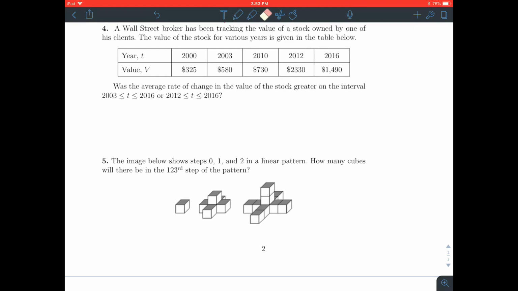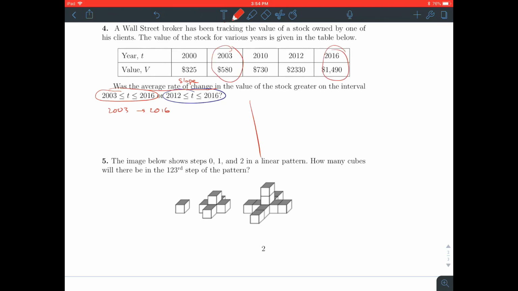A Wall Street broker has been tracking the value of a stock owned by one of his clients. The value of the stock for various years is given in the table below. Was the average rate of change in the value of the stock greater on the interval 2003 to 2016, or on the interval 2012 to 2016? Since it says average rate of change, that's just code word for slope. So I'm going to find the slope on these two intervals. I'll start with 2003 to 2016.